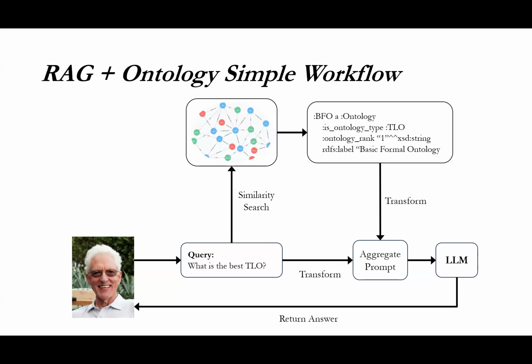Here's how this works. Of course, we all know Barry often likes to ask LLMs, what is the best top-level ontology? If you have a simple RAG system or setup, there's some kind of similarity searching based on the query, embedded in some graph structure, that pops out, in our case, triples in turtle-ish, transformed alongside the query into an aggregate prompt that's fed into the LLM and returns an answer. So again, just sourcing the material, and it got the right answer.